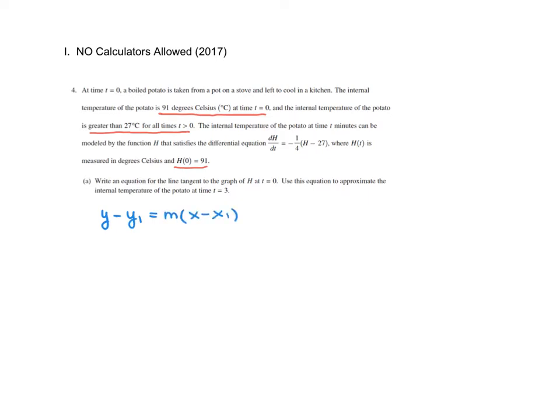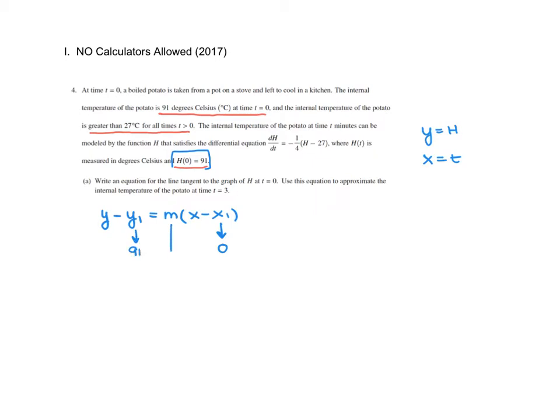So now how do we figure out which one is x, which one is y? This dh over dt tells you that the variable is t and h is the function of time. So I'm going to put a note to myself that y is h and x is t. We're writing an equation of a tangent line at t equal to 0, so we can use this initial condition they gave us. When t is 0, y or h is 91.